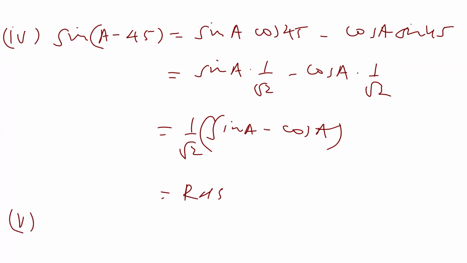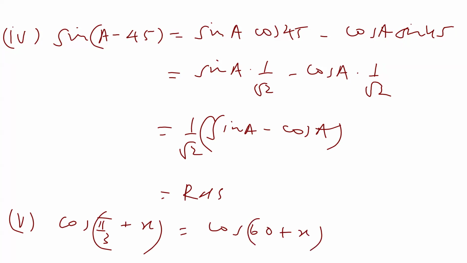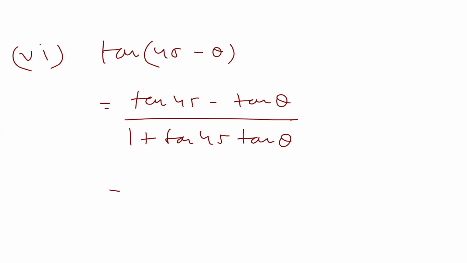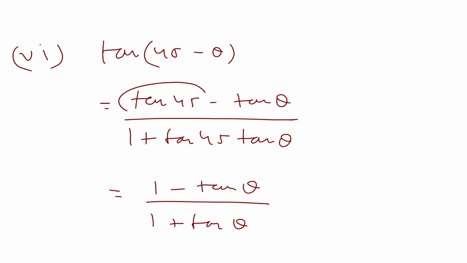Question number 5, cos pi by 3 plus x, cos 60 plus x. Okay. Now you use this formula, compound angle formula, you'll get the RHS. Sixth one, tan 45 minus theta. Tan 45 minus tan theta, 1 plus tan 45 tan theta, 1 minus tan theta, 1 plus tan theta, because tan 45 is 1. Hence proved.